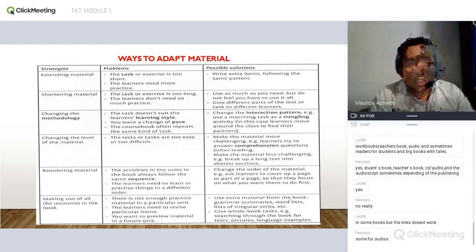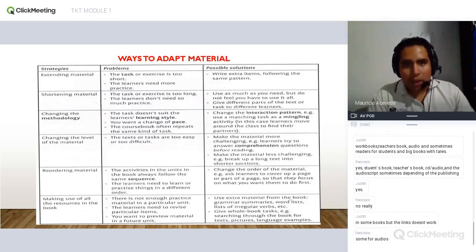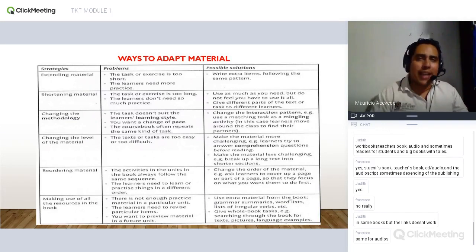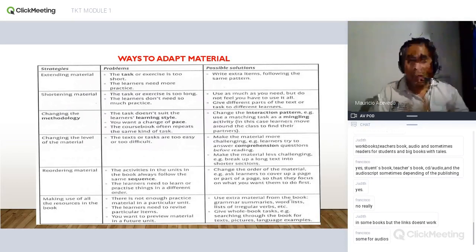Okay, you want a change of pace. The course book often repeats the same kind of task. Okay, it's very repetitive. So what is the possible solution? Change the interaction pattern, for example, use a matching task as a main activity. In this case, learners move around the class to find their partners. As I told you, combine different styles, change the activity. You don't have to follow it exactly. You are the leader in the classroom, remember. You can control the students, you can control activities. So try not to be very repetitive.